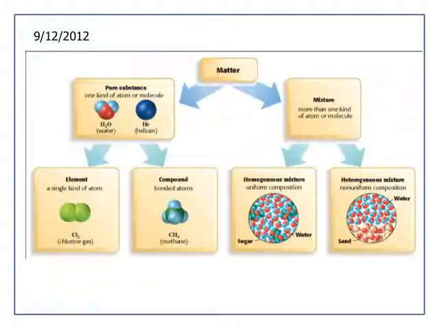I'll start here with kind of a flow chart that I like because it's nice and pictorial, that breaks it down all the way from matter at the highest level down to elements, compounds, homogeneous mixtures, and heterogeneous mixtures. The first division is between pure substances versus mixtures.